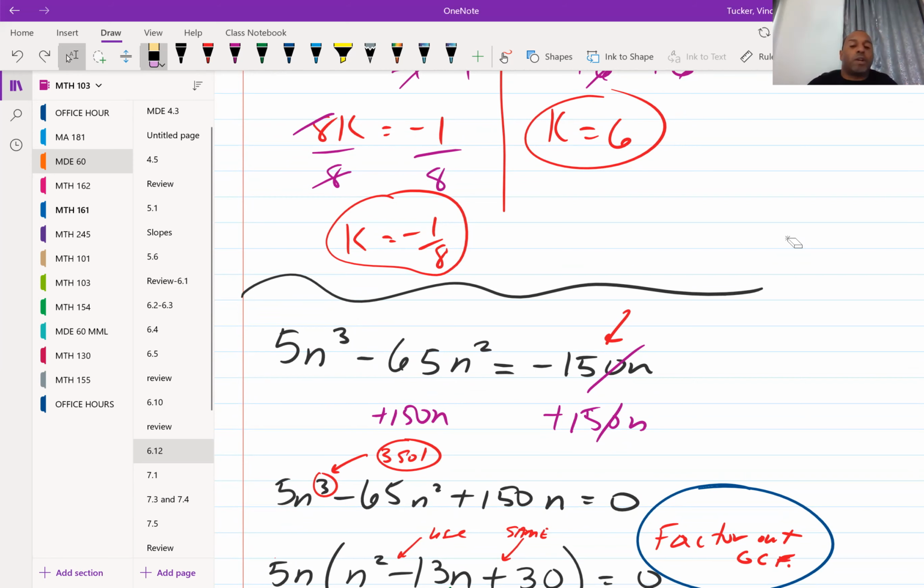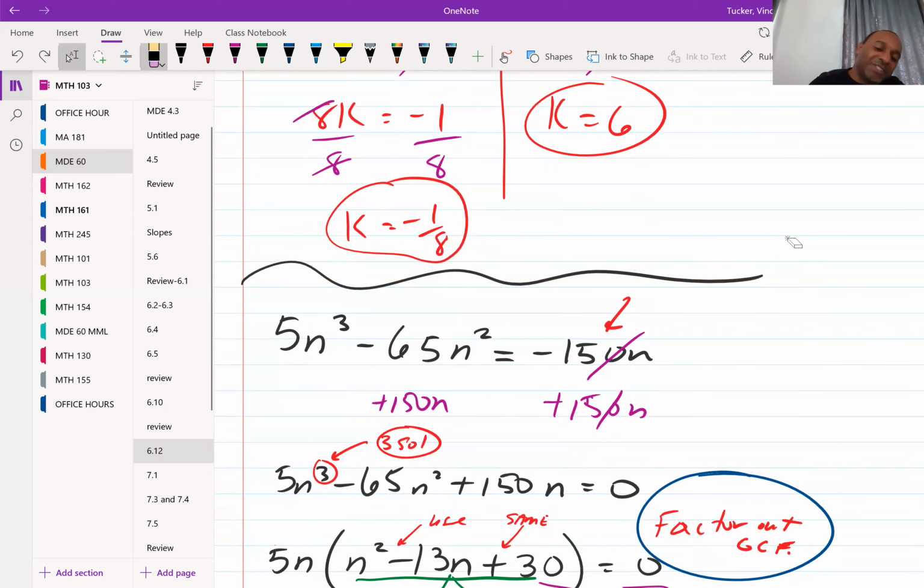Now, if you remember when we started this lecture, I said if the highest exponent on your variable is 1, then there's one solution. If the highest exponent on your variable is 2, then we have 2. And here, notice we have 3 solutions. The third exponent on your variable means you're going to have 3 solutions. So we have n cubed. So we should be looking at 3 solutions here.